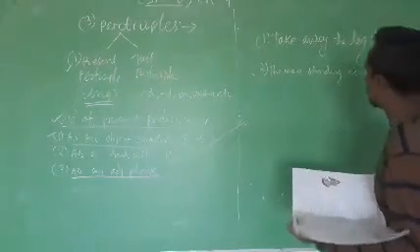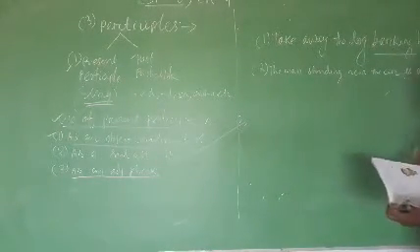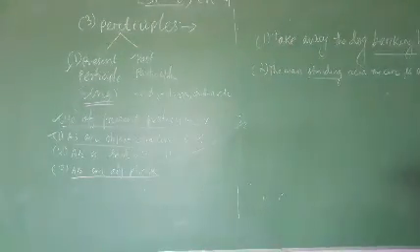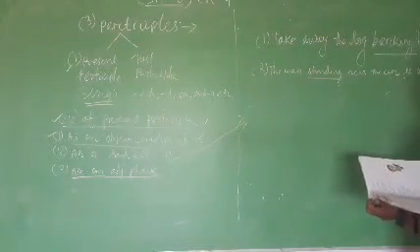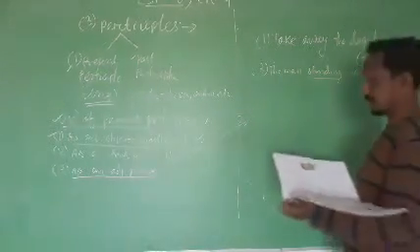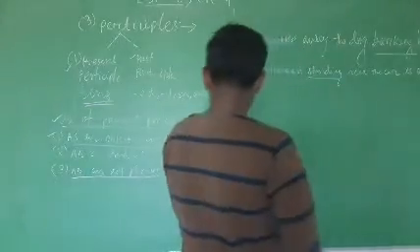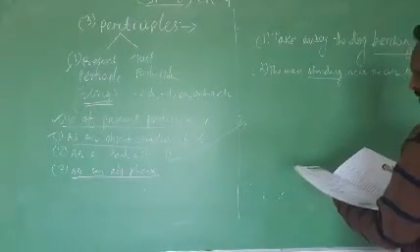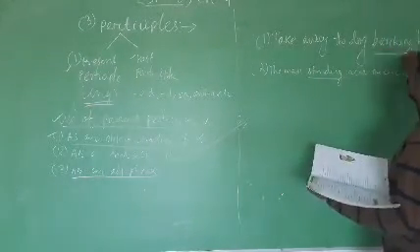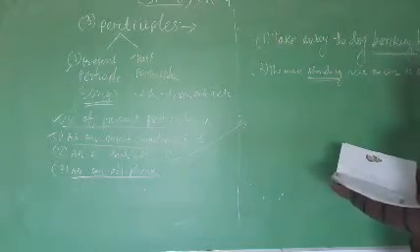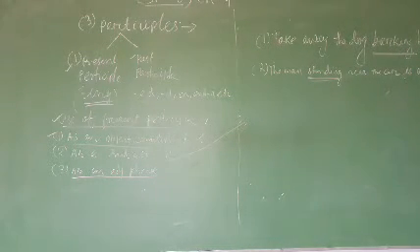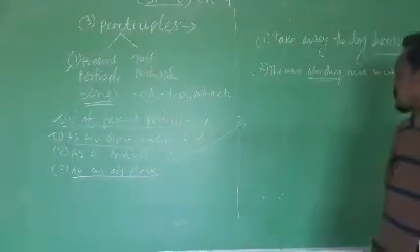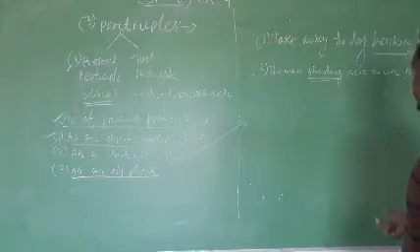Now, find the participles in the sentence. Barking, it ends with ing. Standing, it ends with ing. These are the participles, but they are used as an adjective phrase. How? The man standing near the car is our driver. These are participles, but they are used as an adjective phrase.